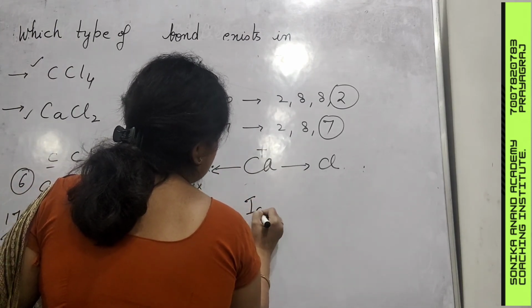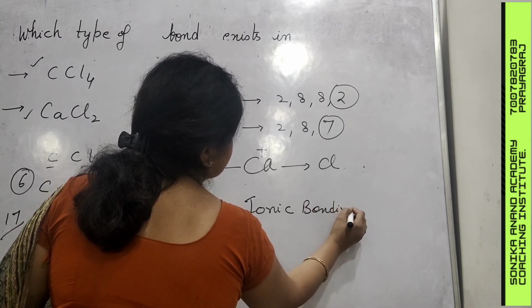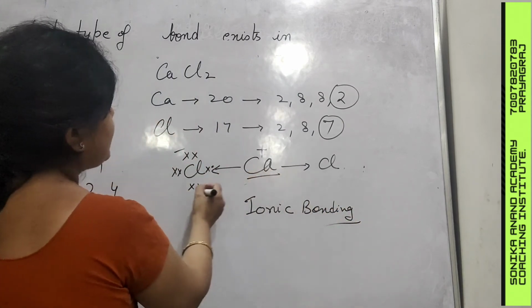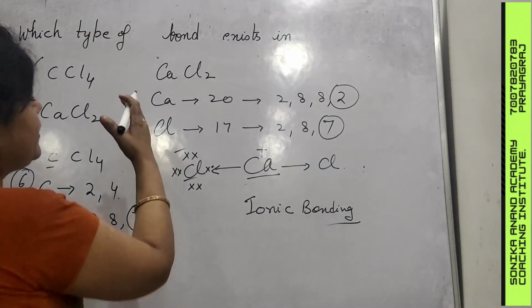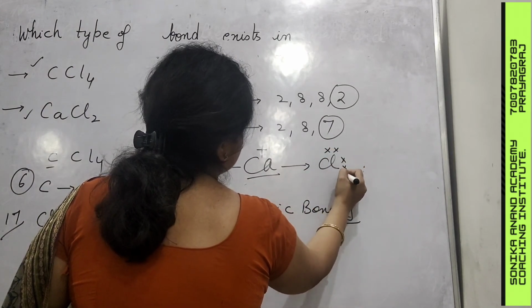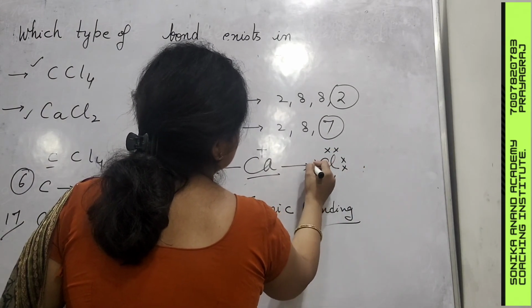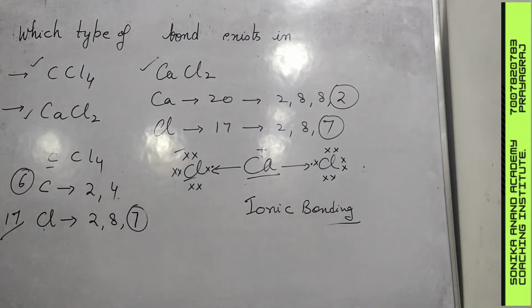So there's ionic bonding. Because calcium is a metal and chlorine is a non-metal, there's a transfer of electrons from calcium to chlorine. So in the case of calcium chloride there's ionic bonding, and in the case of CCl4 there's covalent bonding because there was a sharing of electrons between them.